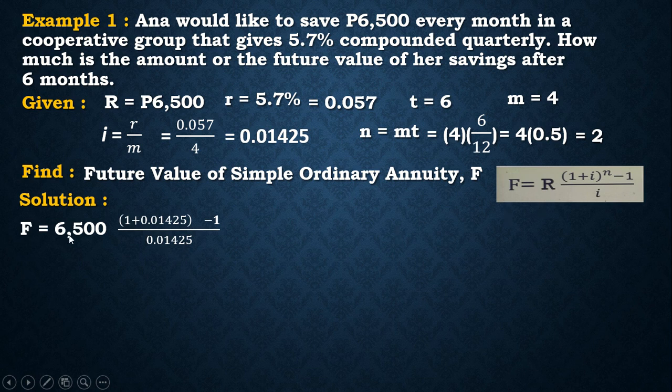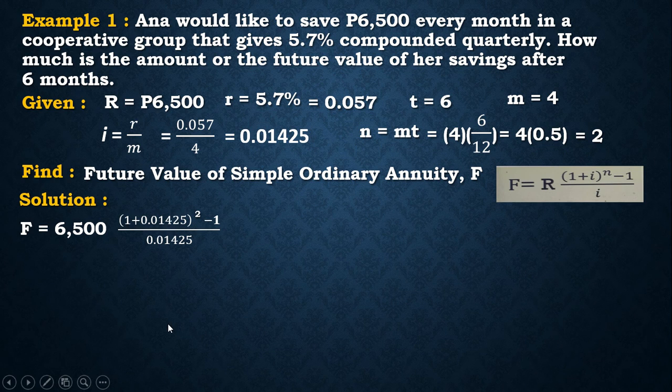Ang R po ay 6,500. Ang i po ay 0.01425. Ito po siya. Ang n po ay exponent. Ito po siya, kaya naging 2 minus 1. Tapos yung small letter i doon ay pinalitan natin ng 0.01425. Ang una po natin gagawin ay i-add po muna natin itong 1 plus 0.01425. Dito po, dito at dito, pati na rin dito ay wala pong dapat baguhin.